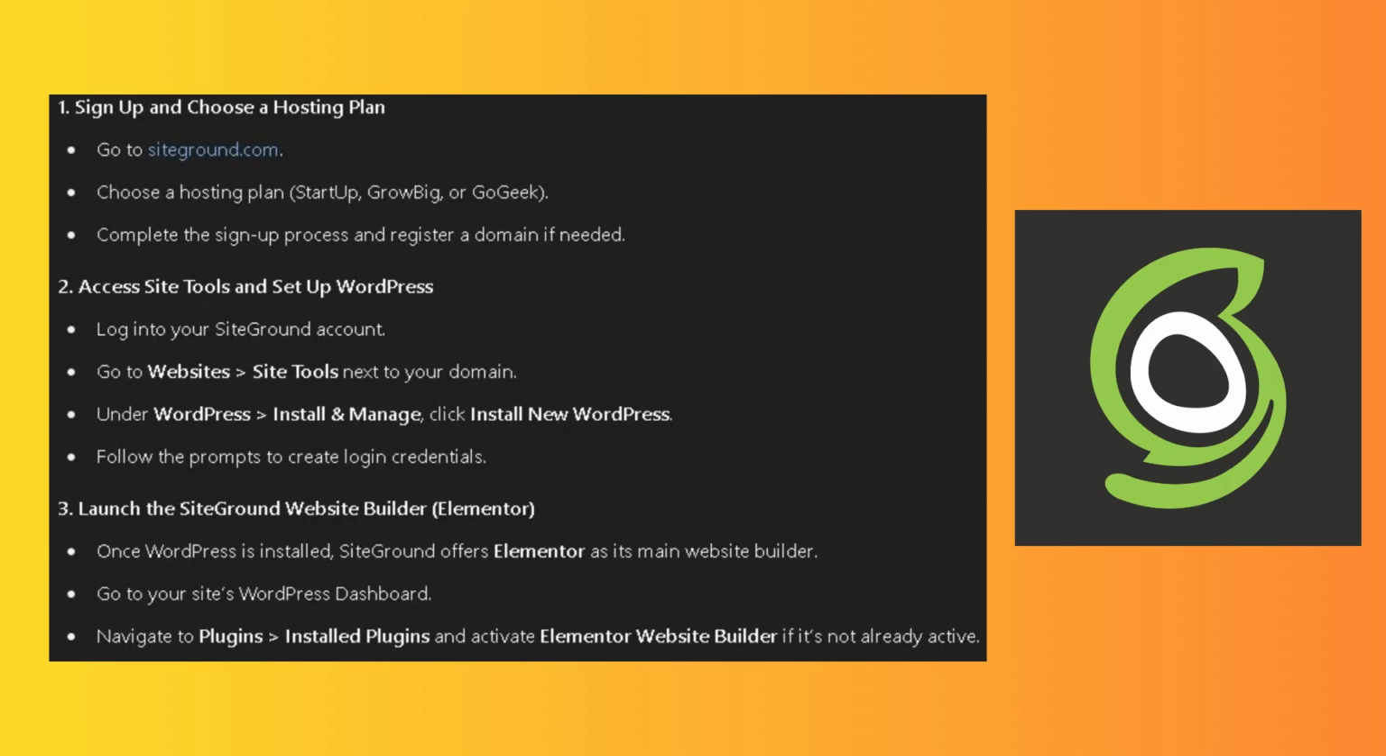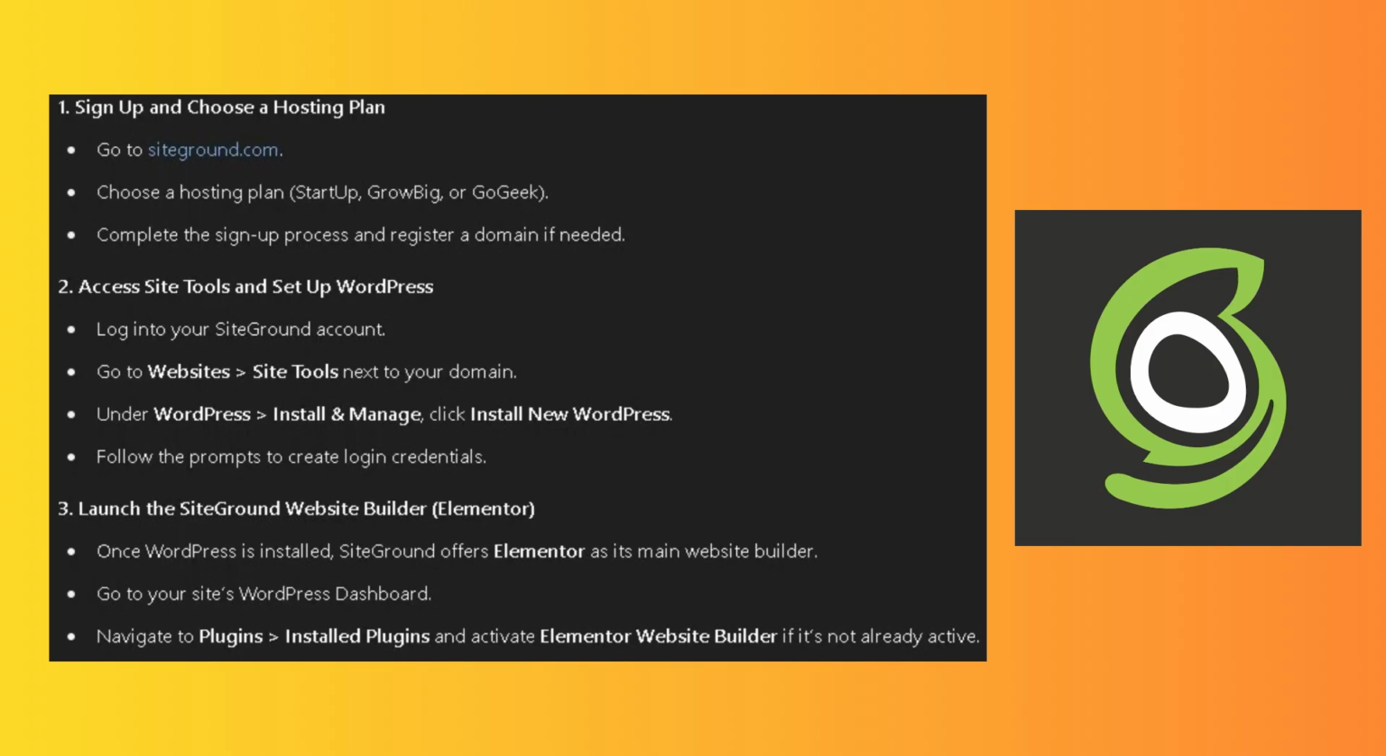Access site tools and set up WordPress. Log into your Siteground account. Go to Websites and Site Tools next to Domain. Under WordPress, install and manage. Click Install New WordPress. Follow the prompts to create login credentials. Launch the Siteground Website Builder.